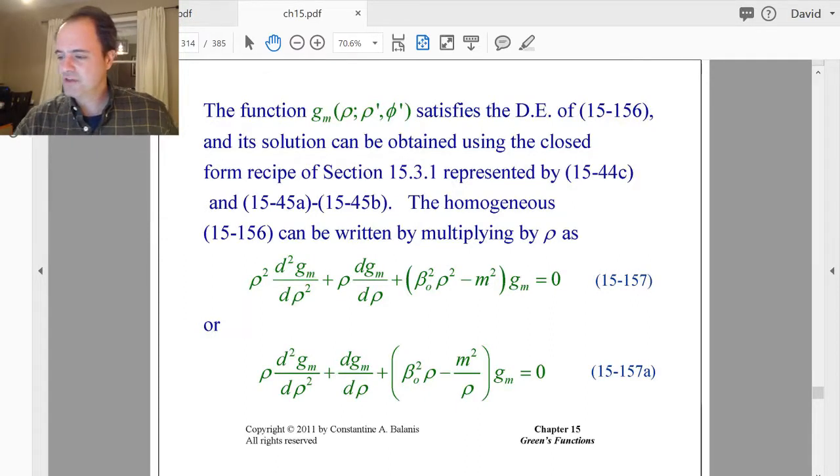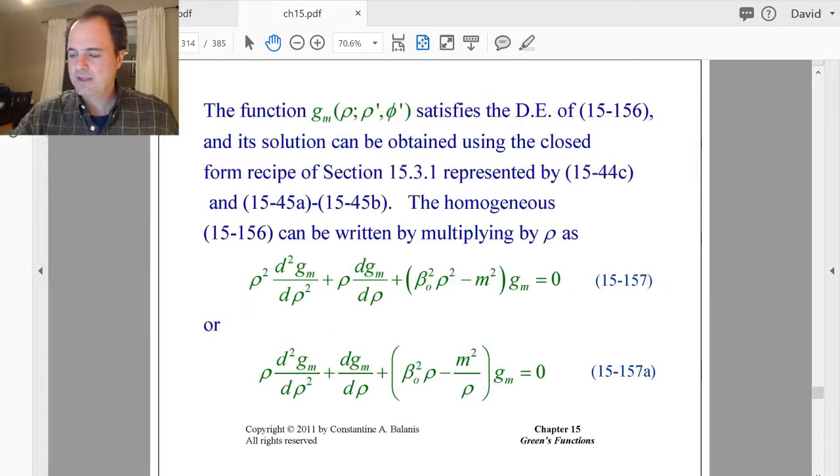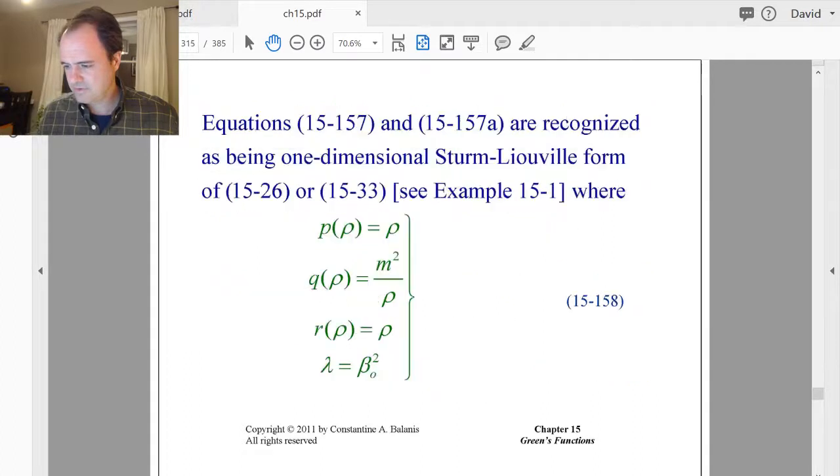So the function g_m satisfies the differential equation of this right here, all right? And a solution can be obtained by the closed form recipe represented by 154C. The homogeneous equation can be written as this. So we get rid of the right-hand side, and now we deal with this homogeneous solution.